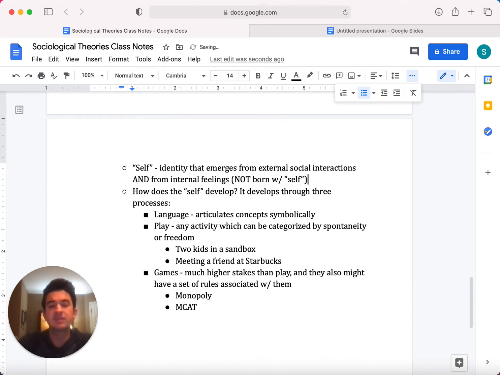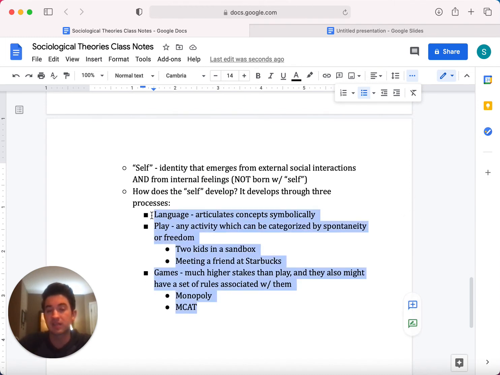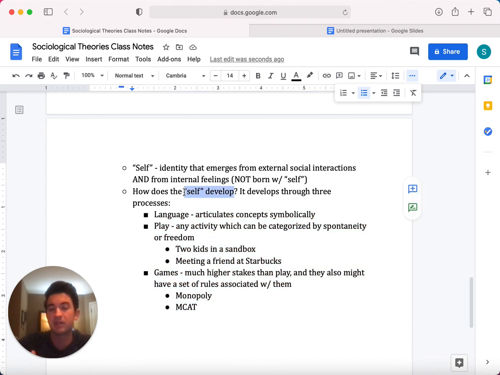Okay, so this concept of self, according to Mead, is not something that you're born with. It's something that you acquire after you interact with people and then internalize feelings about those interactions. So your self is not developed until you've done each of these things to a decent extent. All three of these things, language, play, and games, just know that these all contribute to the development of the self.